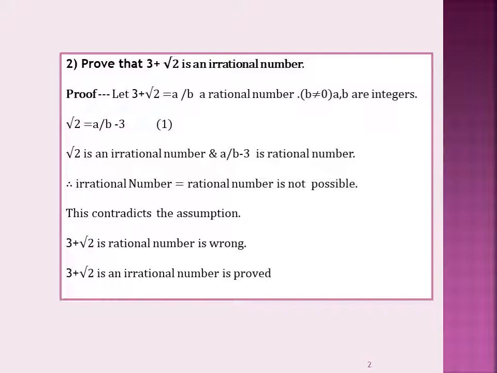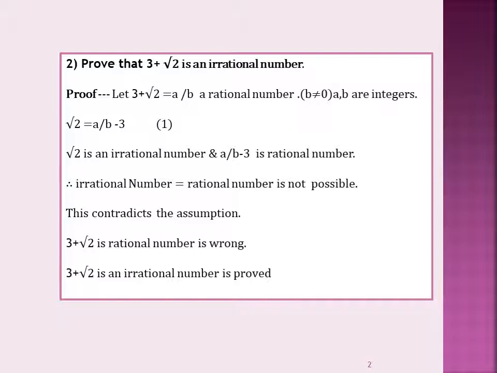Here they have given, prove that 3 plus root 2 is irrational. In the last case it was multiplication form, now here they have given addition form. Here also we write the same type of proof. We will write, let 3 plus root 2 equal to a upon b, where a upon b is a rational number, b not equal to 0, and a and b are integers.